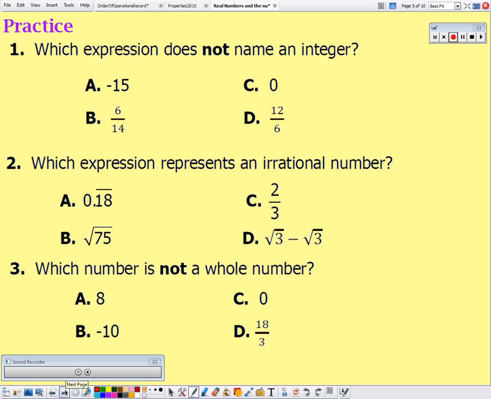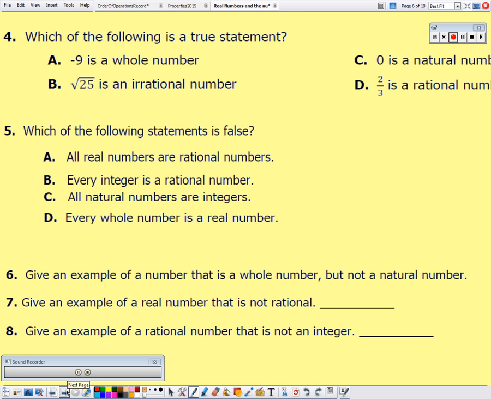This practice: which expression does not name an integer, which expression represents an irrational number, and which number is not a whole number. These 3 questions are going to be on your Canvas homework assignment, so make sure you look to this at the end of the video.